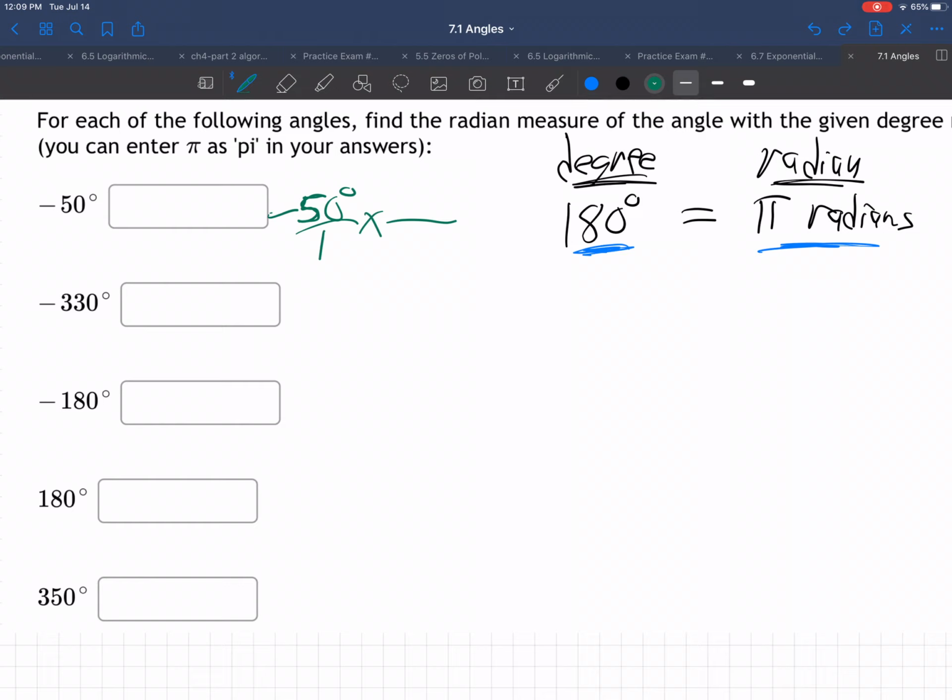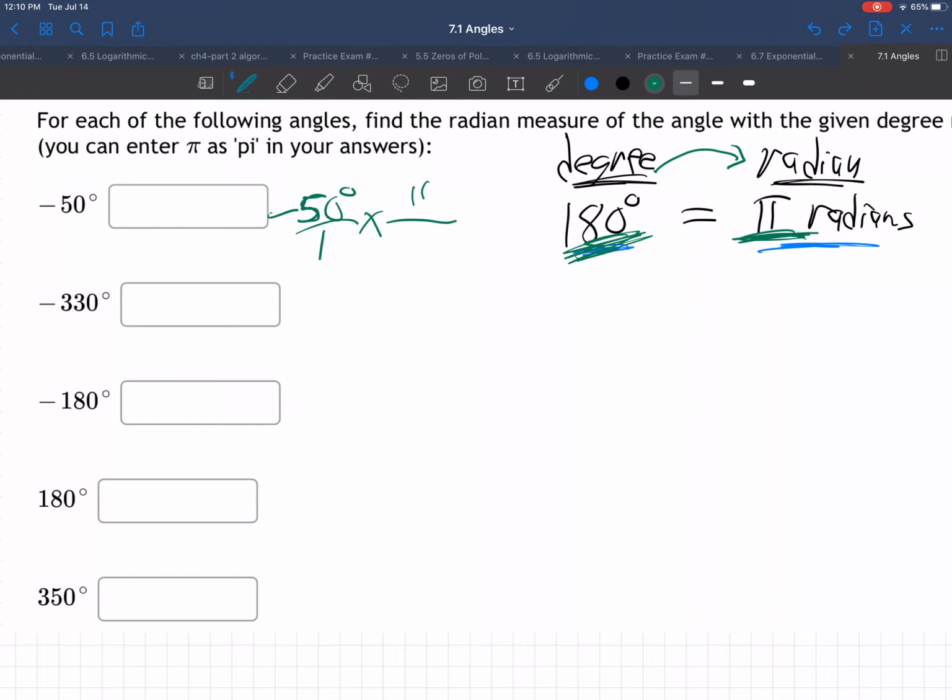Think about what I want to happen. I want to leave the degree world and go into the radian world. So I want degrees to cancel. And it's these two that I'm going to use. This is the bridge between the two worlds. But how do you know which way? Sometimes you put the pi on the top, sometimes you put the 180, sometimes it's the other way.